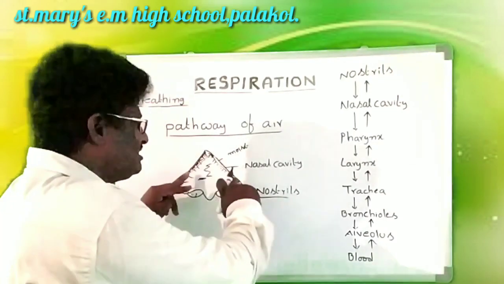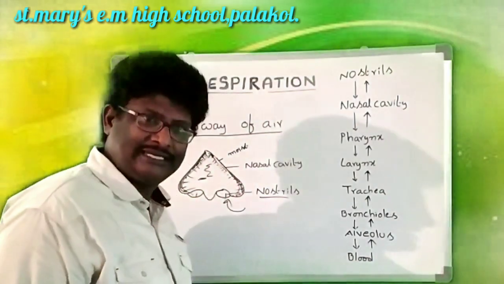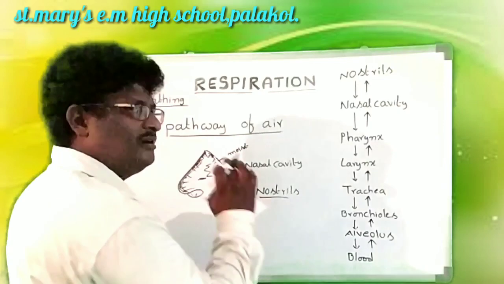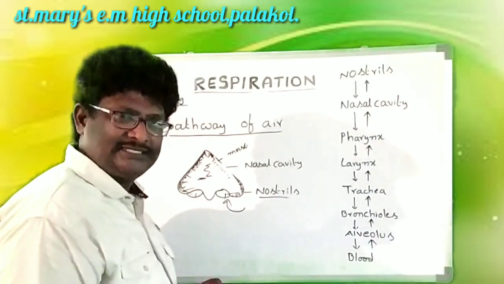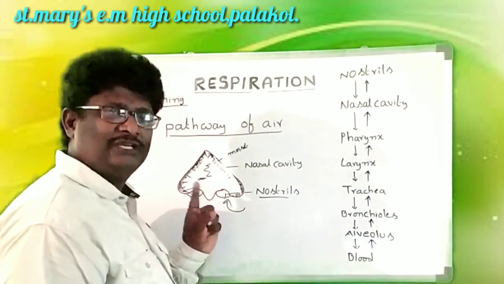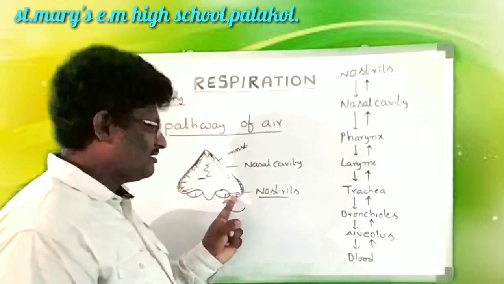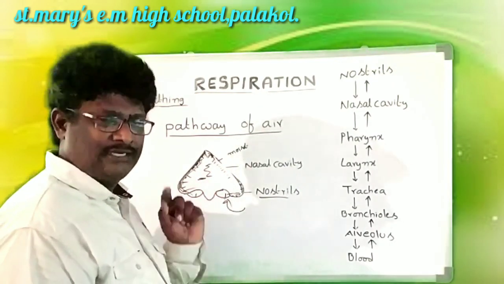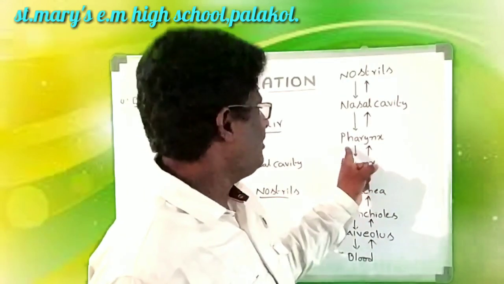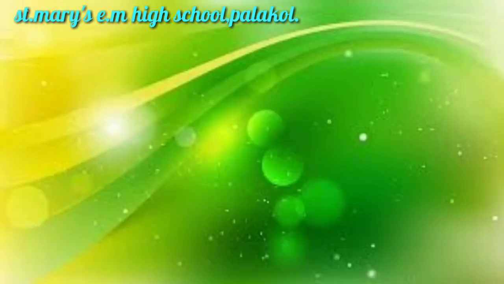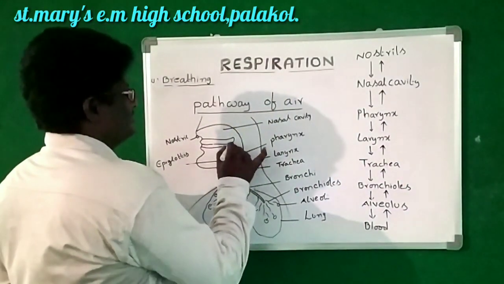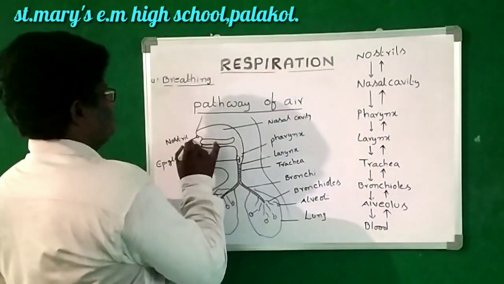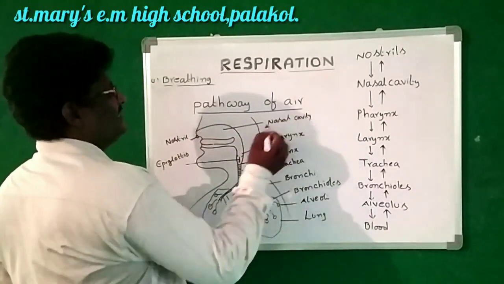Okay, so this moist also filters the dust particles. This is about nasal cavity. This is called nostrils and nasal cavity. Okay, right. Next one, pharynx. This is nostrils. This is called nasal cavity. And the third part is called pharynx.